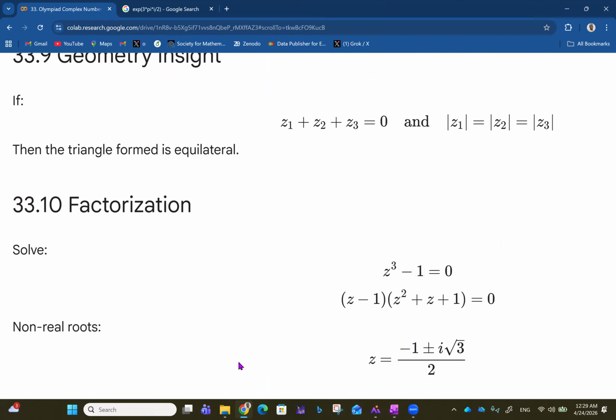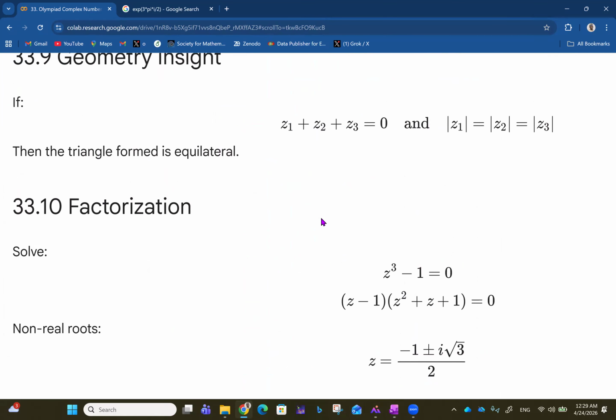Then we talk about factorization. That was the second approach I used in solving z raised to 4 equals 1, the factorization method. So if you want to solve z cubed minus 1 equals 0, of course, we know this is a standard factorization for difference of cubes. So this is z minus 1 times z squared plus z plus 1 equals 0.